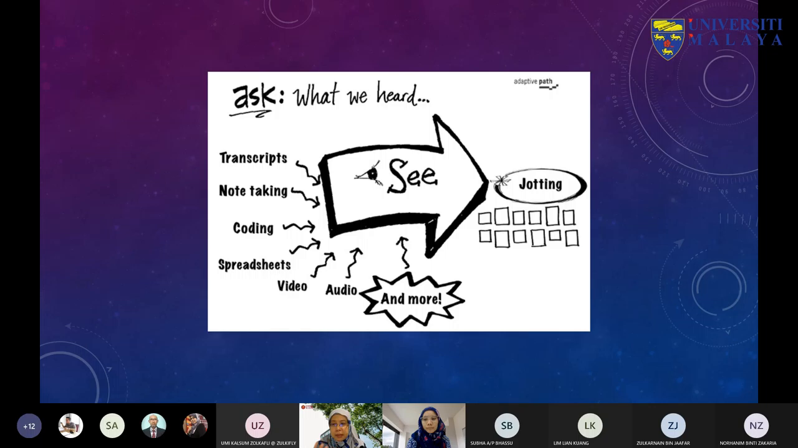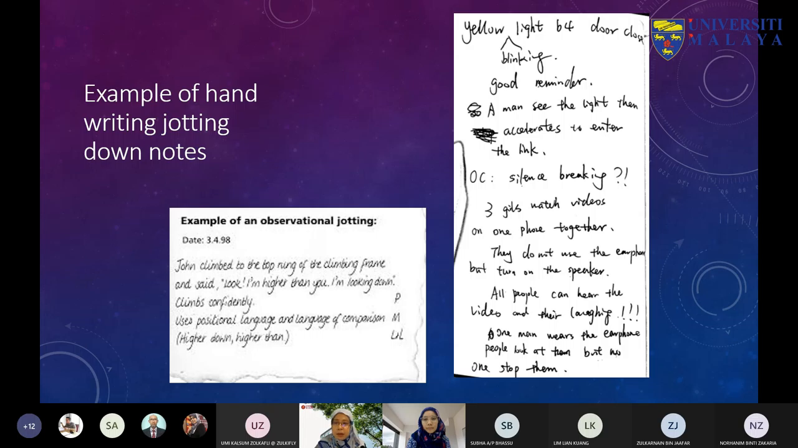Okay. Jotting breaks down observation into its most elemental parts and captures the weight of each idea. Transcript, note taking, coding. So this is a lot of data collection that can be taken. Coding we will learn later, for how to analyze. Example of handwriting, jotting down notes. John climb to the top of, okay. Yellow list. Because when you observe, sometimes it's very quick. You don't have time to write in a very proper manner. So it can be like this also. Why, doctor? This is evidence of your raw data. So you can put it under your appendixes.